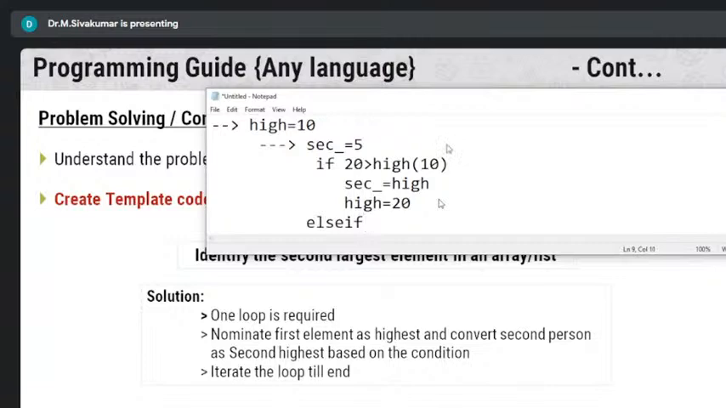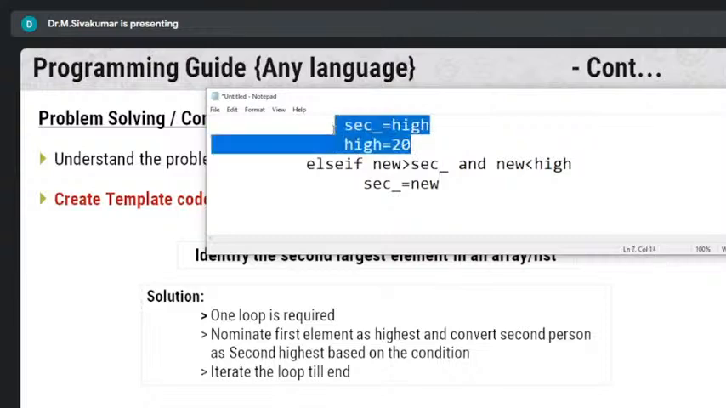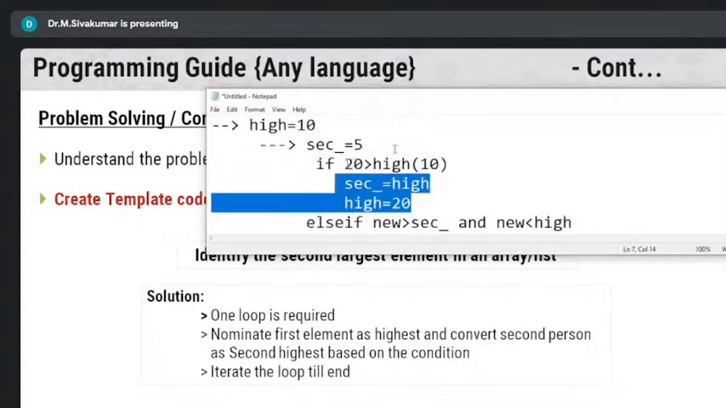So if my new number is greater than the second number, and another condition is my new number is lesser than the highest number. I hope you can understand this condition. If any number is greater than the second highest number and lower than the highest number, then automatically we have to update it as the second highest number. That's all. So for updating the first highest and second highest, we have one condition where we have the highest value.